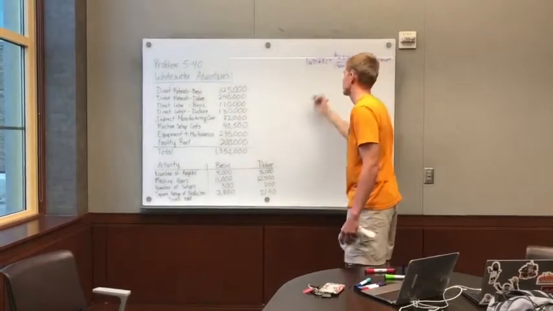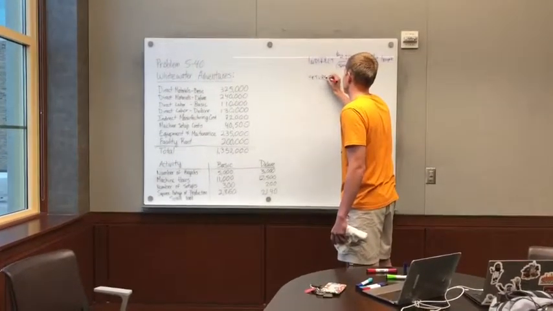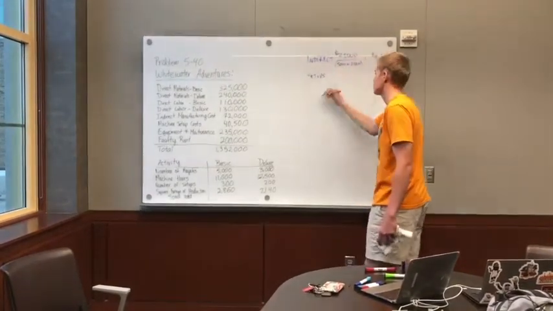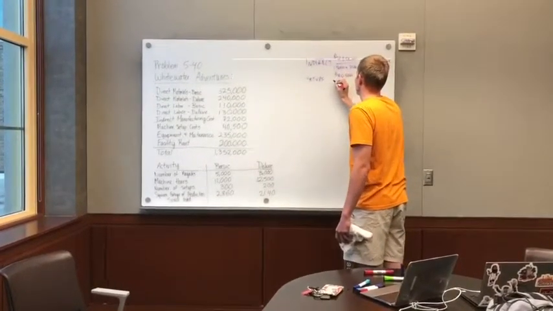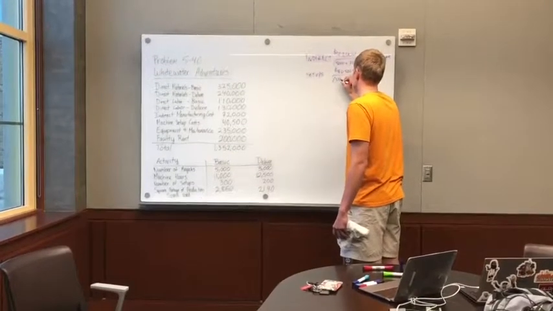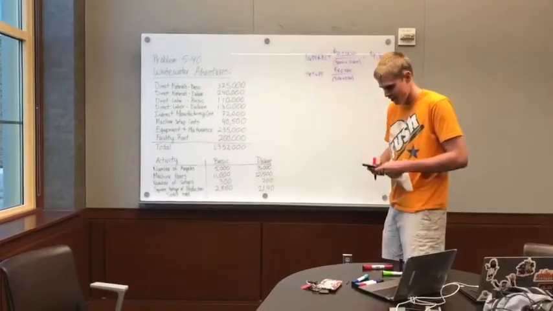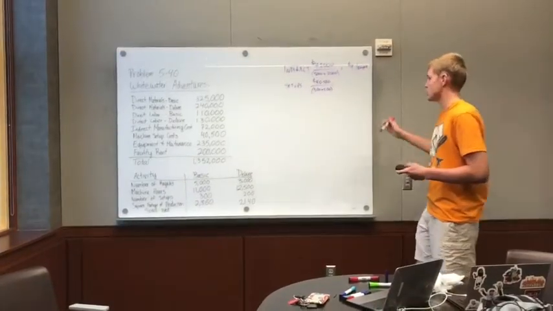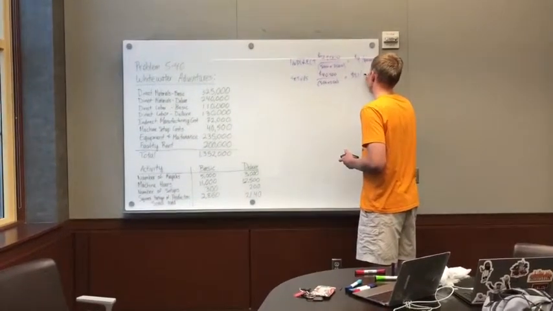Next we've got machine setups. So we have the activity setups. We're going to have $40,500 over our total number of setups. So that's going to be 300 and 200. Grab my handy dandy calculator here. So that gives us a total of $81 per setup.